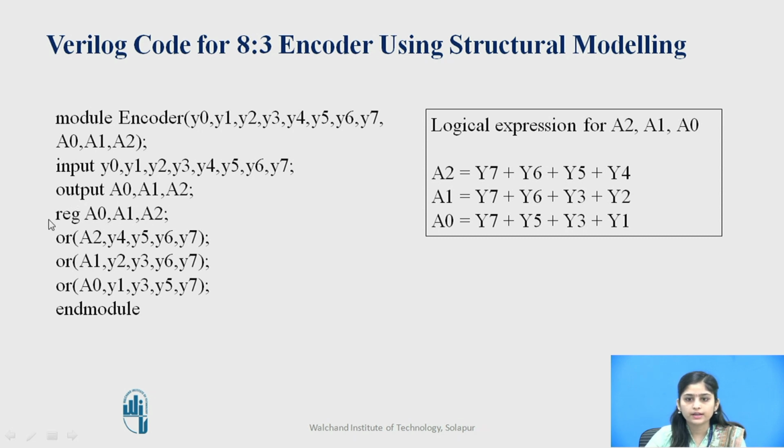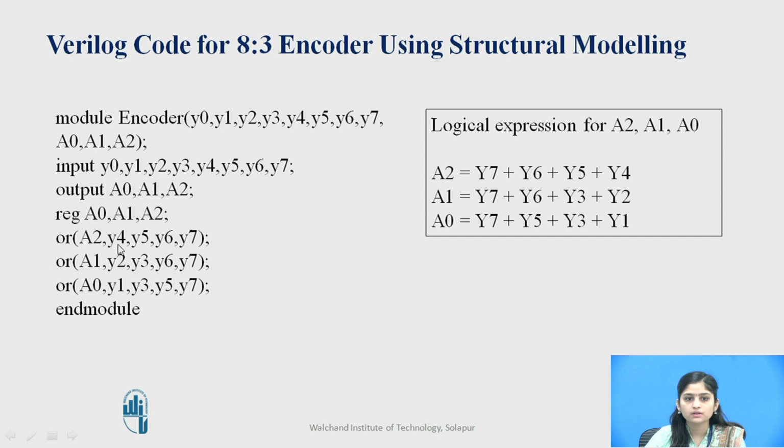For output we are writing the binary data. For that we are using the data type reg. So reg, and we write down our output ports A0, A1 and A2. Now I have to write down the internal logic. For that we are using the syntax for our structural modeling, and we know that first of all we have to write down the name of the gate. We can see here we are having the addition plus sign, that means we are using an OR gate here, and then we have to write down our output and then input ports.